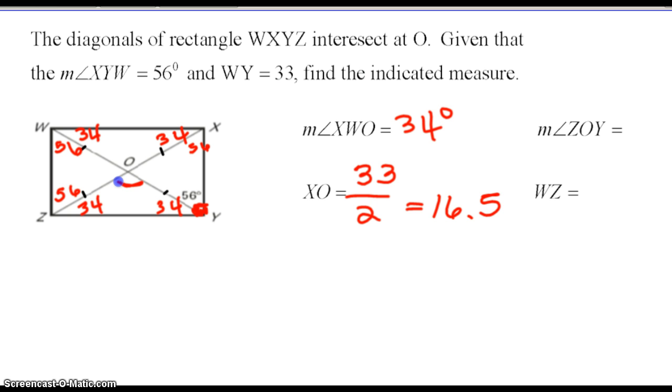So I'm going to take 180. I'm going to subtract 34 and 34, and I am going to get that it's 112. So I'm going to put up here 180 minus 34 minus 34. Okay.